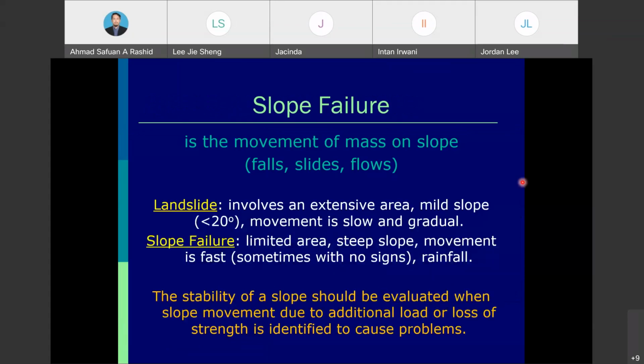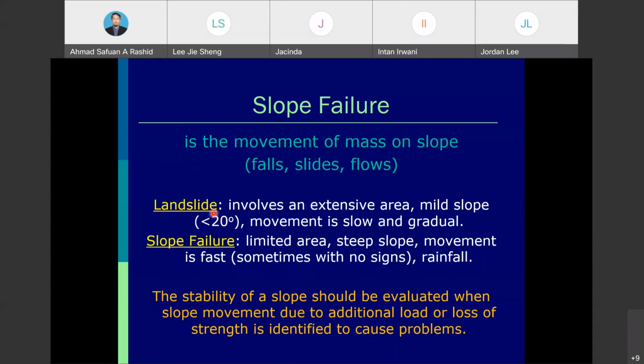Now we discuss slope failure. A simple definition: slope failure is the movement of mass on a slope. We can categorize it as either falls, slides, or flows. I guess last month we heard about the debris flow which happened in Yan, Kedah. This is a type of soil movement which we can consider as soil failure, or slope failure.